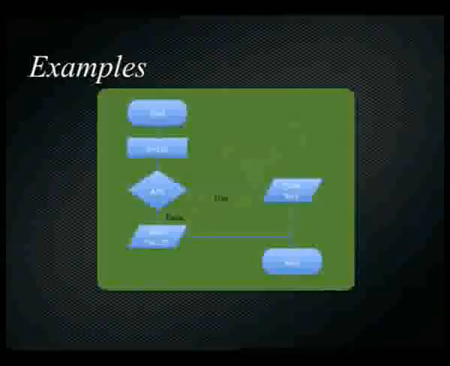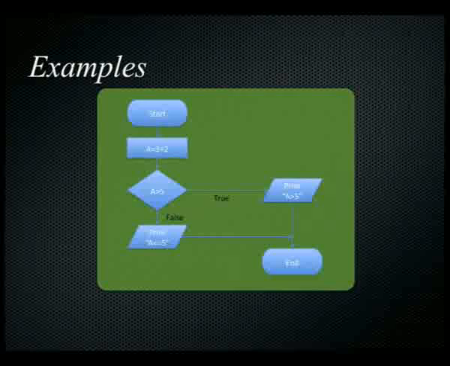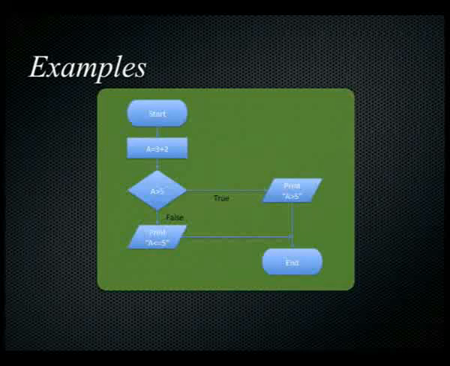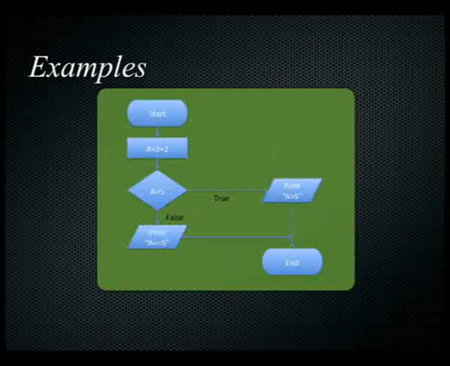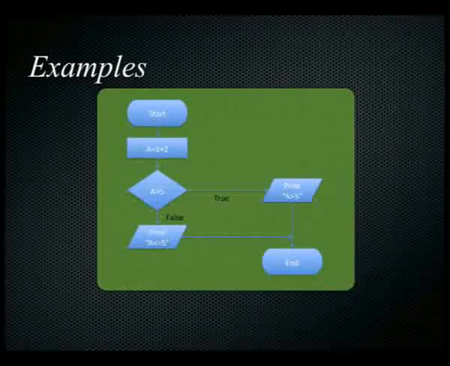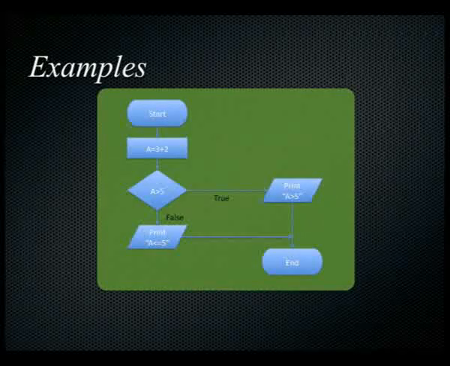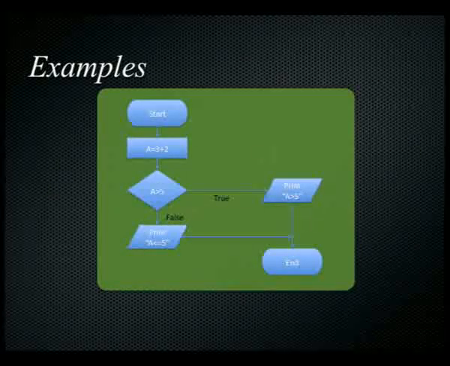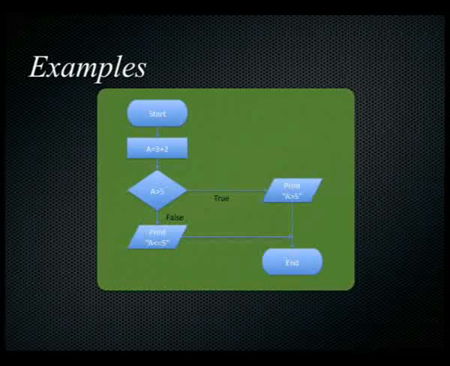So to give you an example, we have start, a equals 3 plus 2 again. We have that decision block with the same condition again, a is greater than 5. If that condition is true, we print a is greater than 5. If the condition is false, we print a is less than or equal to 5, and we both meet up at the same point just before we end. So there's one entry point into that control structure, and one exit point out of it. By looking at this flowchart, you can clearly see what's going to happen. It's simply going to print a is less than or equal to 5 to the screen.